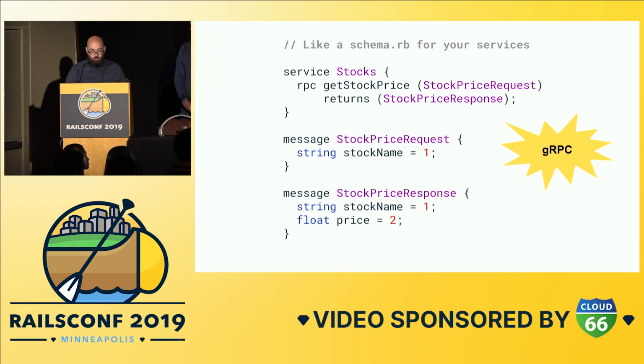Here's the IDL that we looked at earlier, the proto file. And you can think of this as like a schema.rb for all of your services within your organization. Schema.rb is a very powerful thing. You can open up any Rails project and see exactly what data is persisted, how things work, generally the connections between things. This is just a way to achieve that across services.